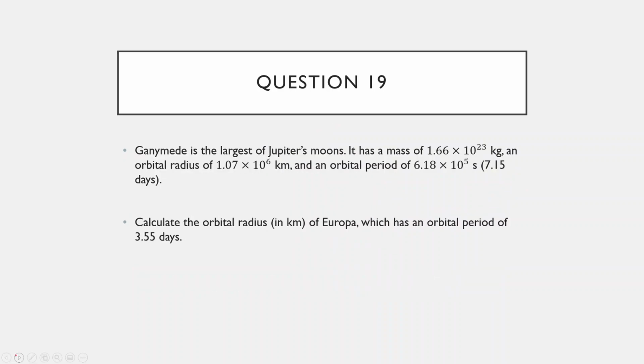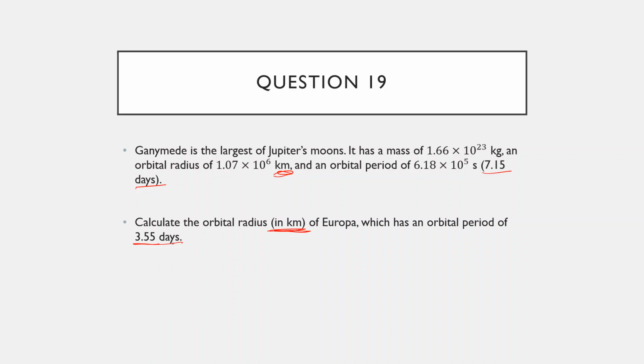So let's check that out in this question here, all right? So Ganymede is the largest of Jupiter's moons. It's got a mass of blah, blah, blah, and an orbital radius of blah, blah, blah kilometers. Sure, all right. Orbital period of blah, blah, blah, or 7.15 days. Cool. Calculate the orbital radius in kilometers of Europa, which has an orbital period of 3.55 days.